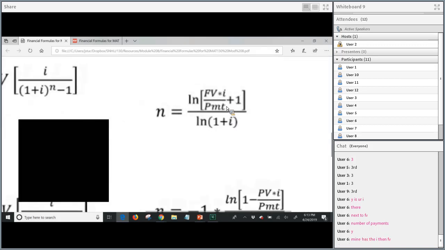Let me see if I can make it a little bigger. Okay, I tried to make it bigger. Yours has the I, then FV. You mean these are switched? It says I times FV in this numerator? I is next to it like ln. Are you using the same formula sheet? You mean the I is over here next to the fraction? Like it's FV over payment and then times I on the side of it? If so, that's the same thing.